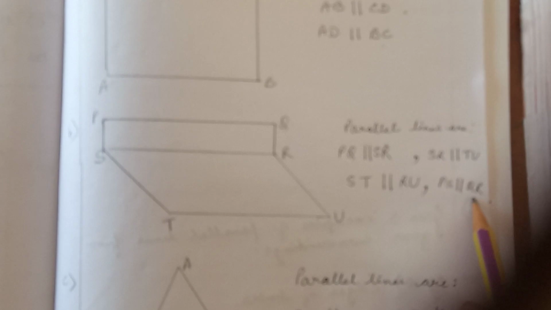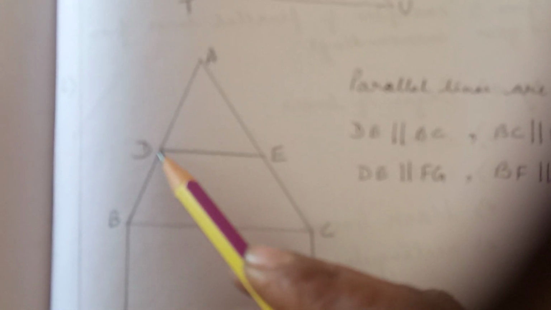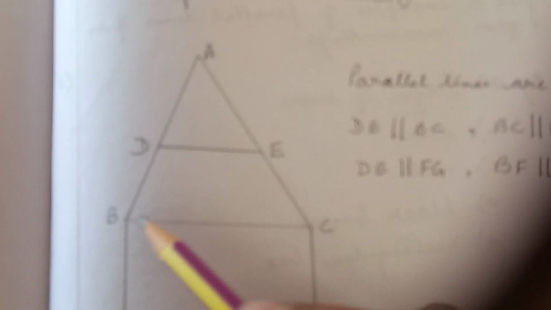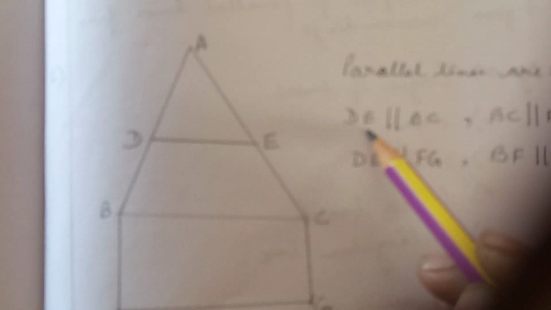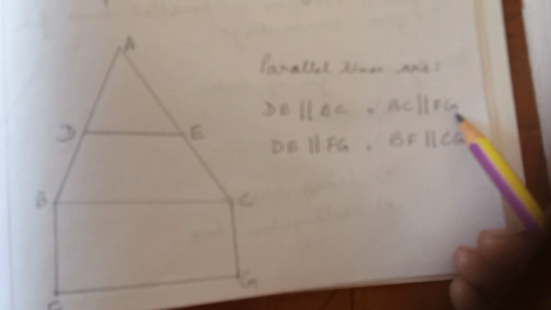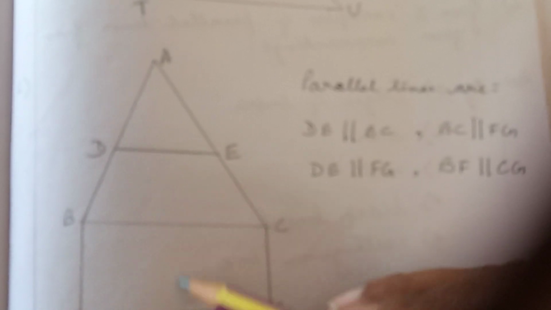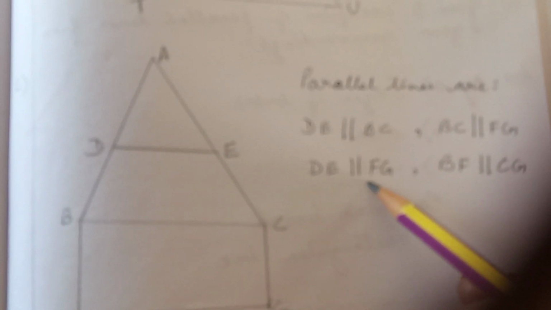Okay. Moving to question number C. Here children, this figure is given. Now in this figure you have to find out parallel lines. So this line DE is parallel to BC. So right here DE is parallel to BC. Now this line BC is parallel to FD. So BC is parallel to FD. Now again DE is parallel to FG. These two lines are also parallel. So you write DE is parallel to FG.